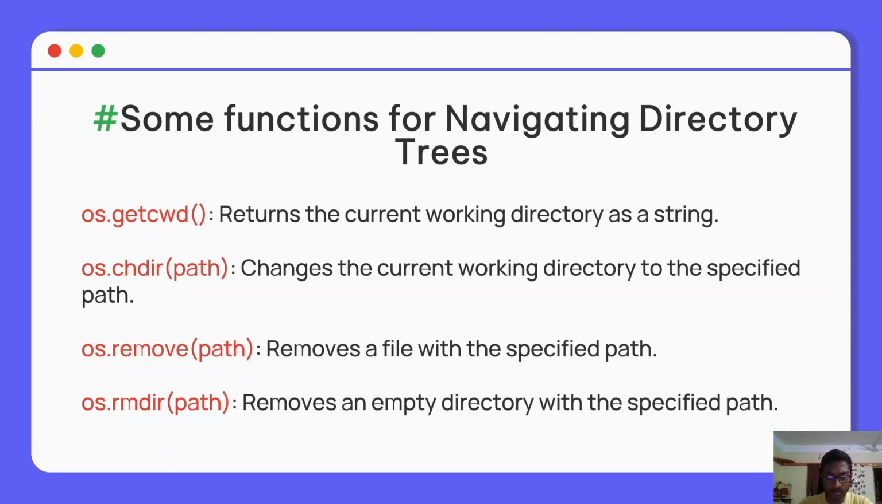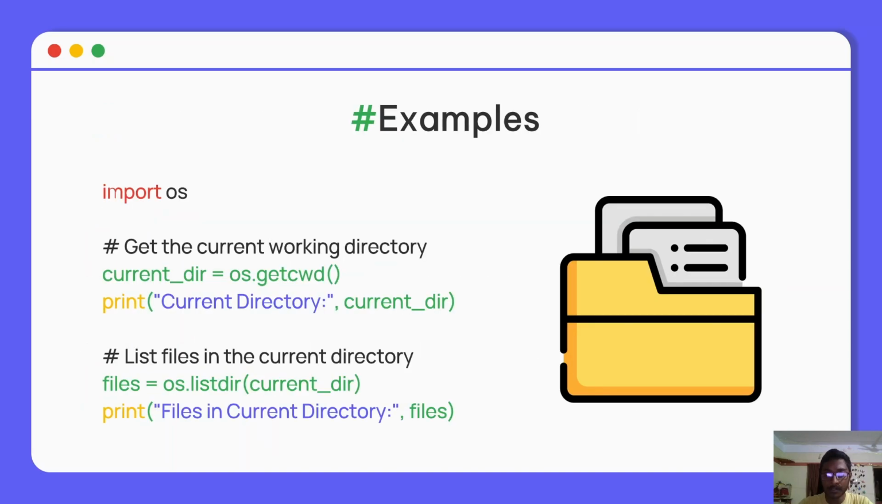Then we have os.remove of path. It removes a file from a specified path. Imagine if you want to remove some file from the D drive. You can do that with the help of os.remove. Then we have os.rmdir, which removes an empty directory with a specified path. Then we have some programming examples.